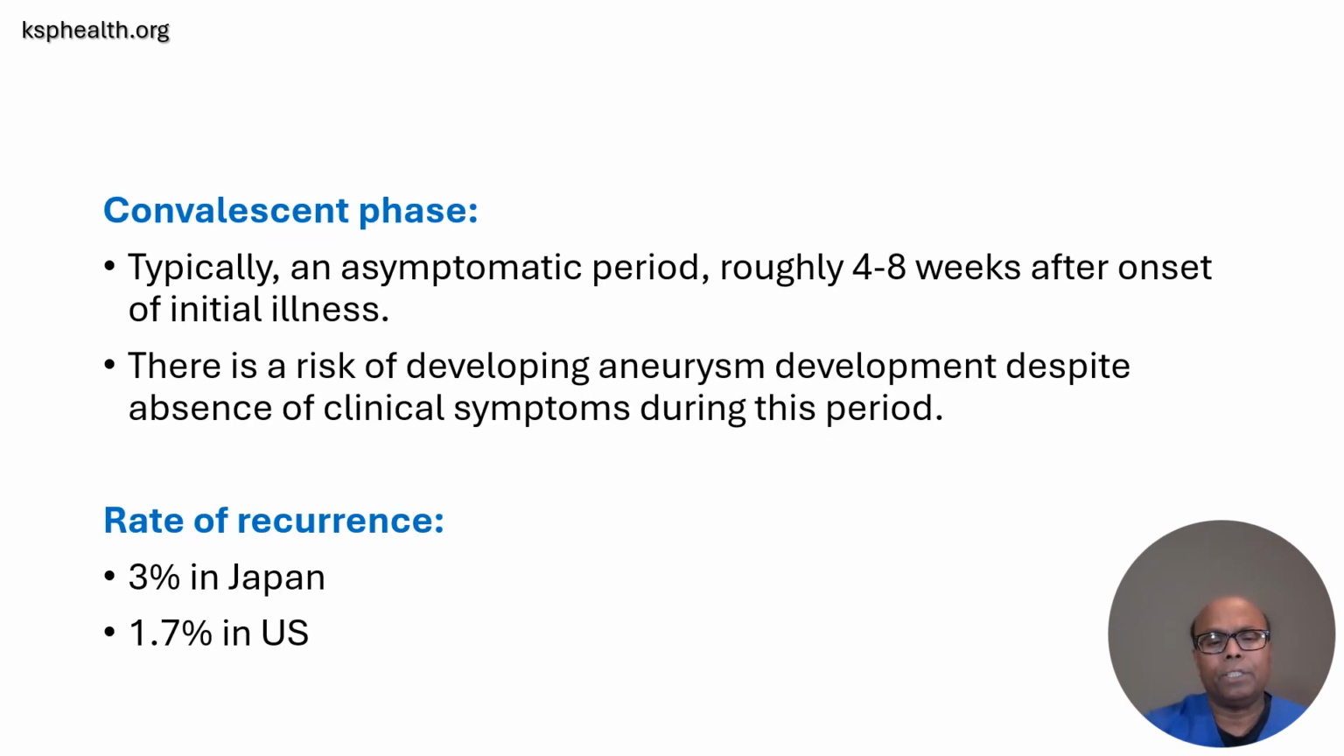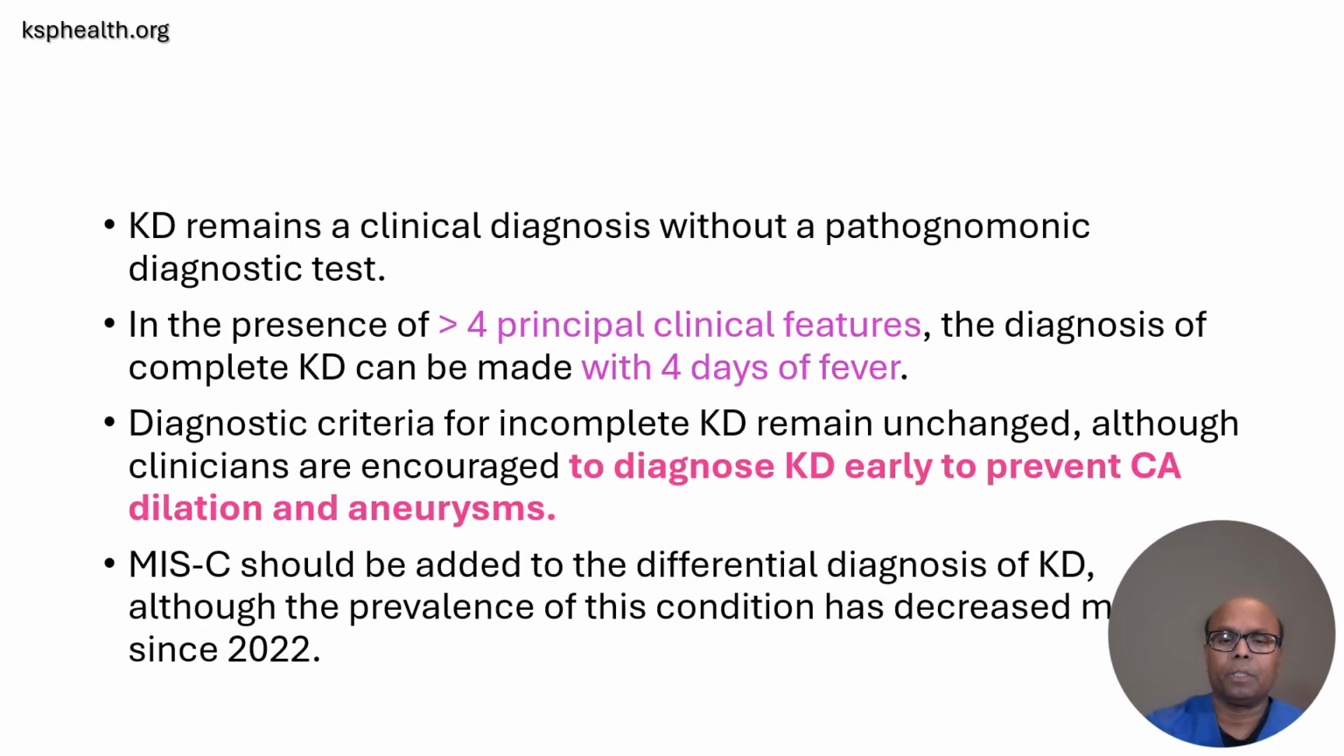The convalescent phase is typically an asymptomatic period, and it lasts roughly 4 to 6 weeks after the onset of illness. There is a risk of developing aneurysm despite the absence of clinical symptoms during this period. The rate of recurrence of Kawasaki disease is about 3% in Japan and 1.7% in the United States.